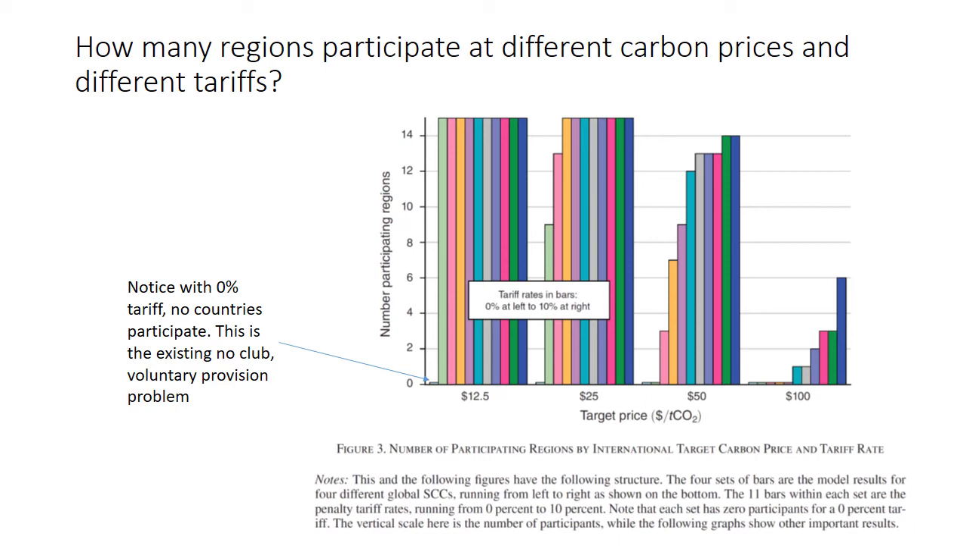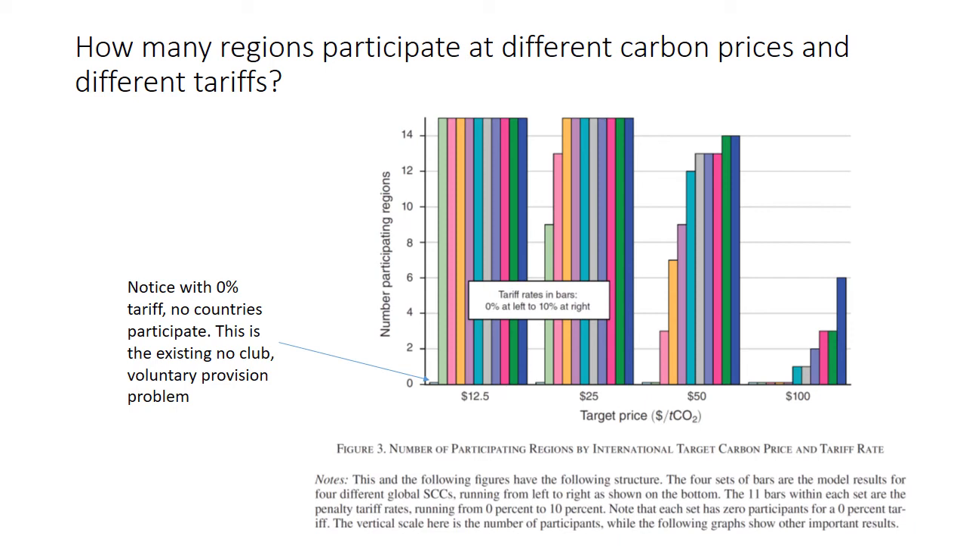All right, the first line that I've pointed to here in blue is 0% tariff with a $12.50 carbon tax. This is the current situation. We have 0% tariffs. In other words, there's no trade barriers, no clubs at all. So there's basically no reason for countries to participate in the public good in the global climate policy. There's no reason for them to implement the $12.50 tax. So this is the voluntary provision problem. And what this says is that we have 0 participating regions when there's no tariffs.